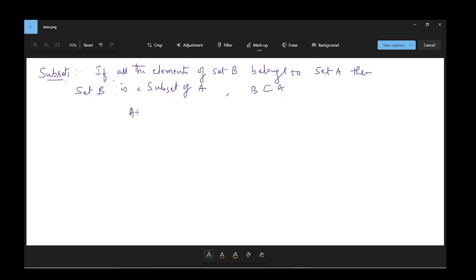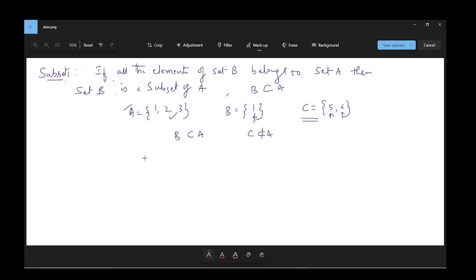For example, we'll take A as 1, 2 and 3, B as 1. So B is a subset of A because element 1 is present in A. If you take C as 5, 6, C is not a subset of A because both 5 and 6 do not belong to A. Even if one element does not belong to the original set, the other set cannot be called a subset.